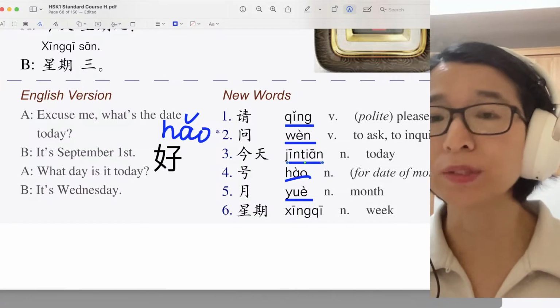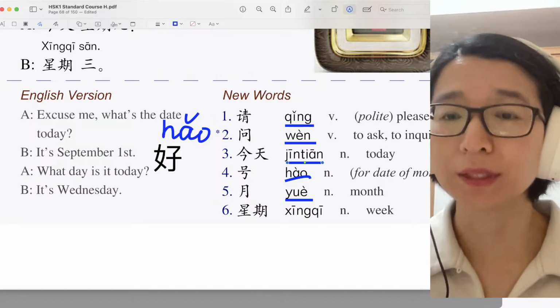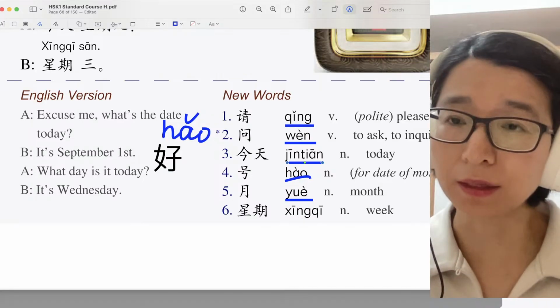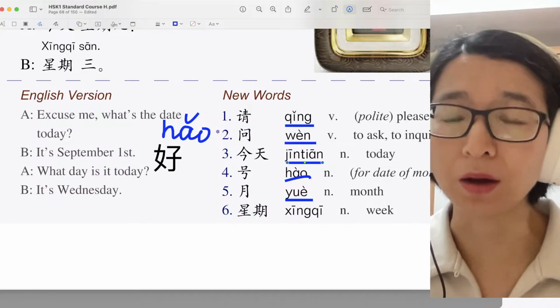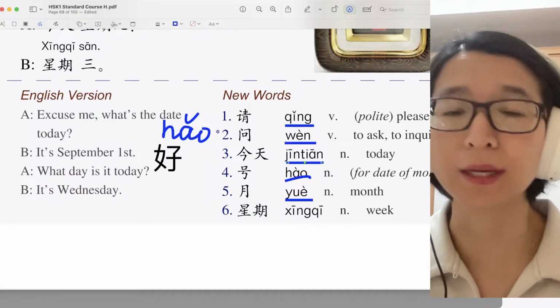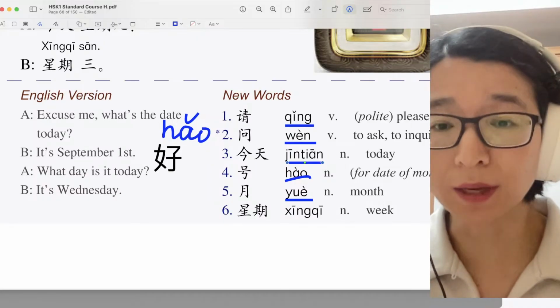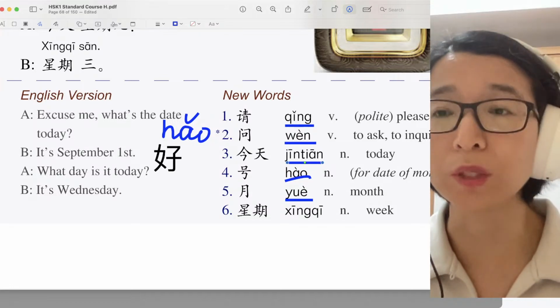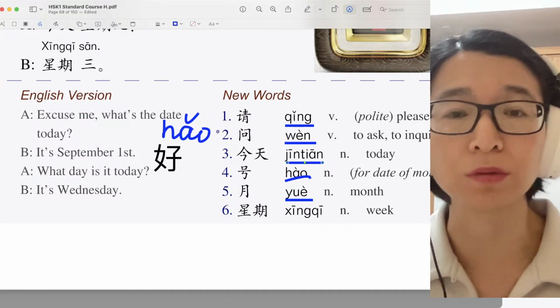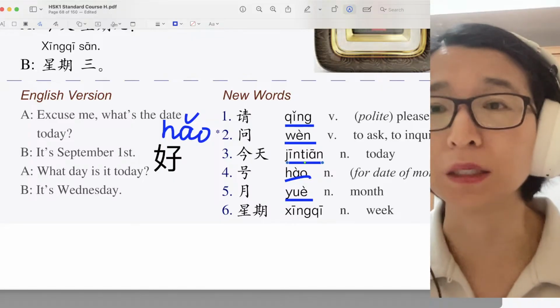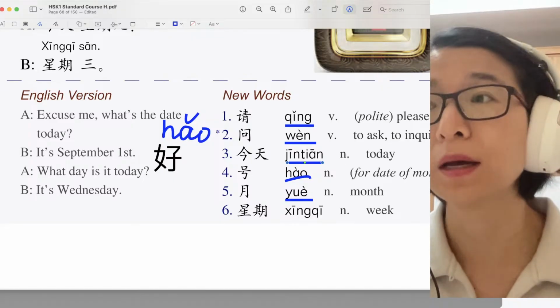So when you want to say third tone, it's a turning tone. First go down and then go up. So 好, like this. And here is 号. 号 is falling tone, which is a sharp falling tone. So you say it in a strong way. 号, and 好.